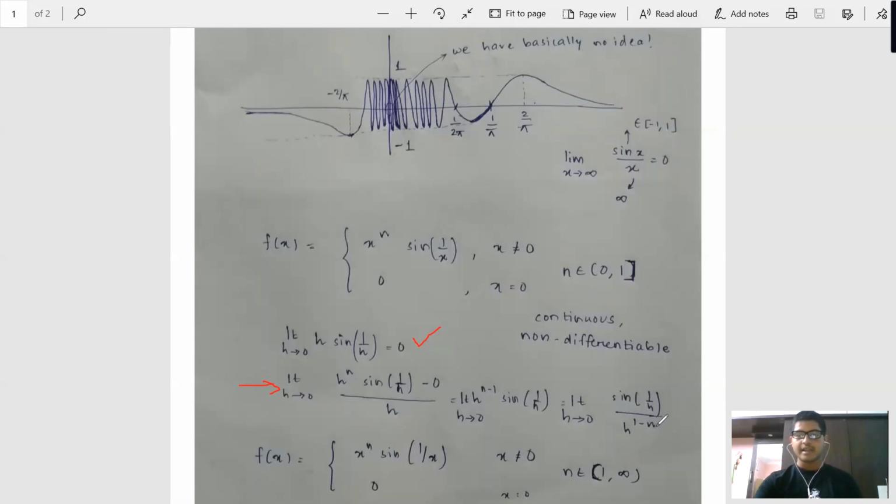Now clearly n is a value between 0 and 1. So let's say n to be somewhat like 0.5. So sin(1/h) by root over h, for instance. And we don't know that value. Clear? So we cannot say about differentiability, so it is going to be non-differentiable.